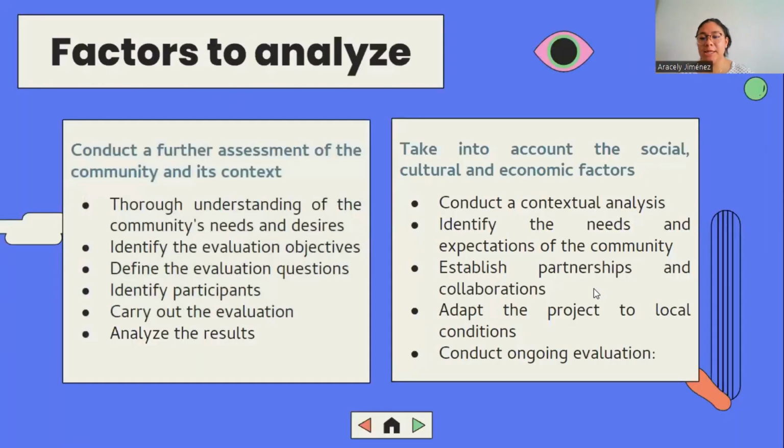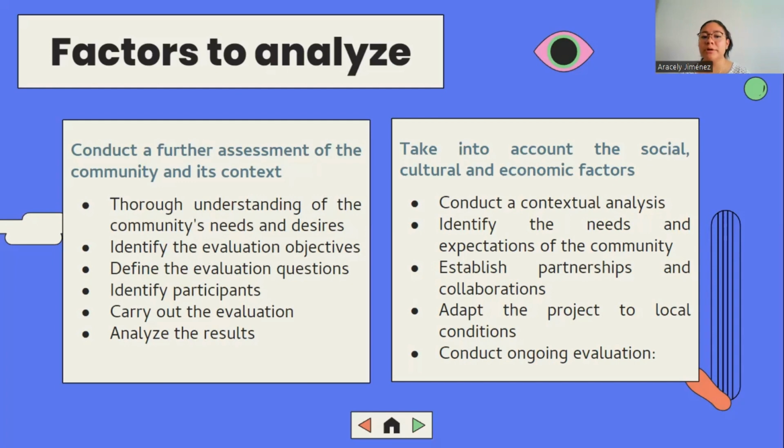Okay, so for the next part, we have the revisions to better reflect contextual engineering. As a group, we think that as contextual engineers, the first thing we should do is conduct a further assessment of the community and its context. We should obtain a thorough understanding of the community's needs and desires, how the community thinks, what they need, and how it's going to be easier for them to develop this water system. In thinking about all of this context, we define five factors.